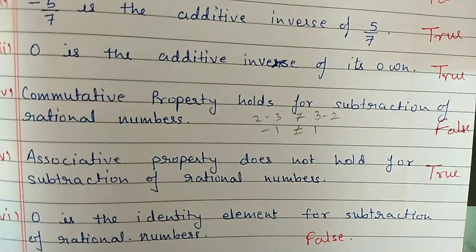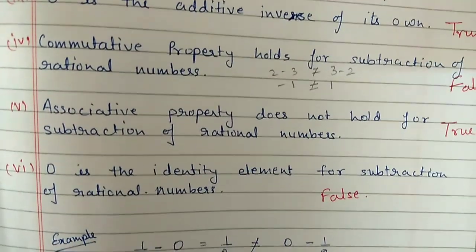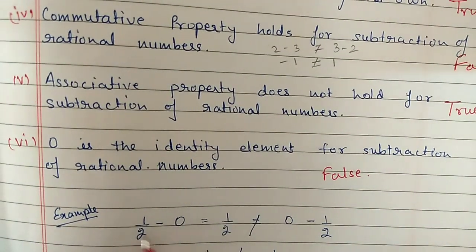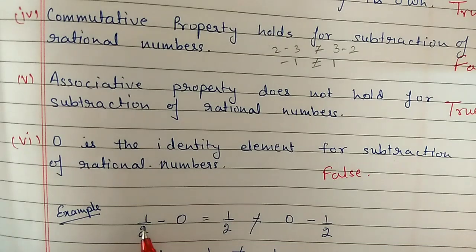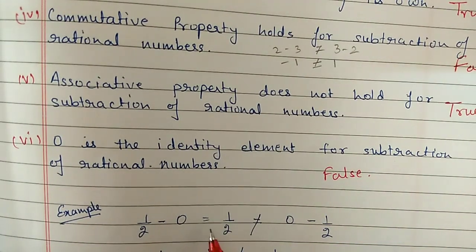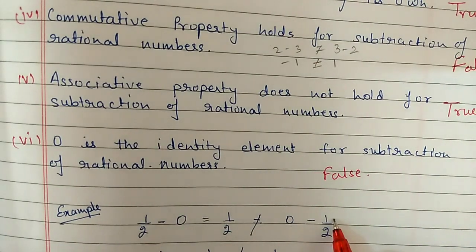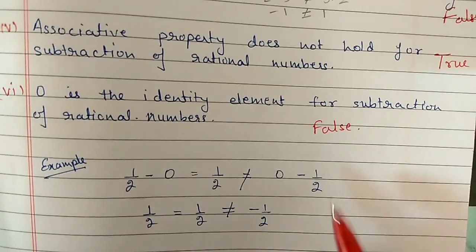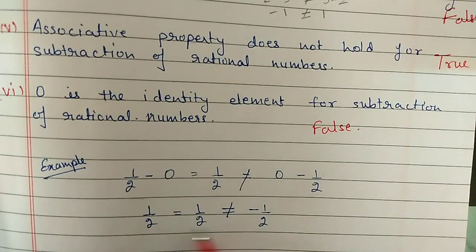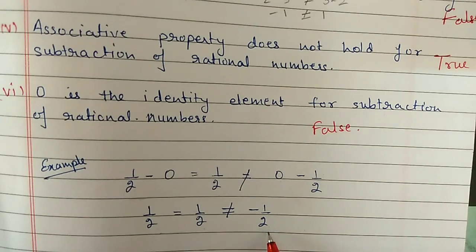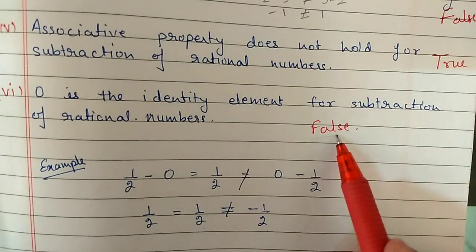Sixth, 0 is the identity element for subtraction of rational numbers. This statement is false because 0 is not the identity element for subtraction. According to the identity element, suppose I take one example here, half minus 0, it should be equal to half. This first part is correct, half minus 0 is equal to half. But 0 minus half is not equal to half, it will come minus half. So these three are not equal. The first two are coming equal, the last is not coming equal. So this statement is false.